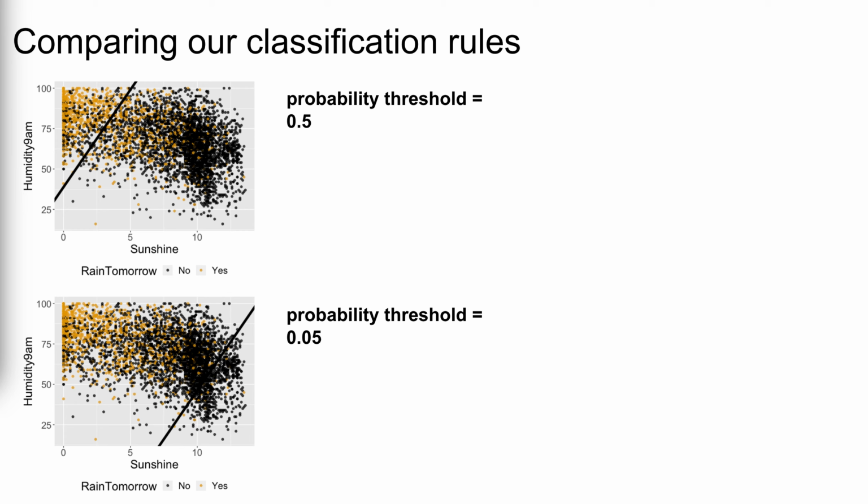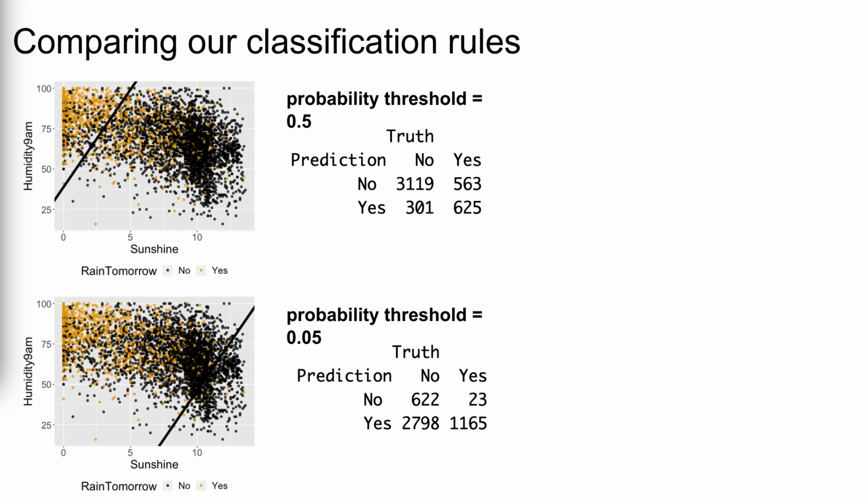Let's compare the performance of this classification rule to our original rule, which used a probability threshold of 0.5. These two rules can produce different classifications, thus have different confusion matrices. Based on these confusion matrices, notice that dropping the probability threshold from 0.5 to 0.05 resulted in a jump in sensitivity from only 52.6% to 98.1%. That is, our new rule correctly predicts rain on 98.1% of rainy days, or almost all of the time.